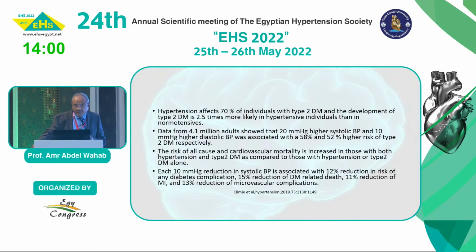The risk of all-cause mortality and cardiovascular mortality is increased in those with both diabetes and hypertension compared to those with hypertension or type 2 diabetes alone. Each 10 millimeter mercury reduction of systolic blood pressure is associated with 12% reduction in the risk of any diabetes-related complication, 15% reduction of diabetes-related deaths, 11% reduction of MI, and 13% reduction of microvascular complication.